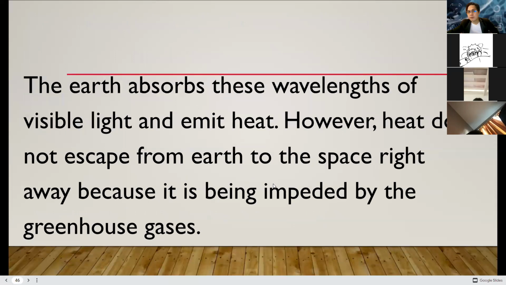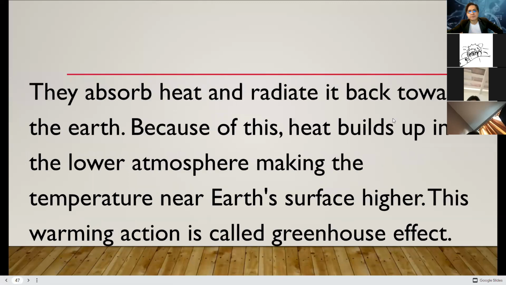The Earth absorbs this wavelength of visible light and emits heat. However, because of these greenhouse gases, instead of reflecting back the heat or the light, it is actually impeded by the greenhouse gases. They absorb heat and radiant energy or radiate it back towards Earth. Because of this, heat builds up in the lower atmosphere, making the temperature near Earth's surface higher. This warming action is called greenhouse effect.